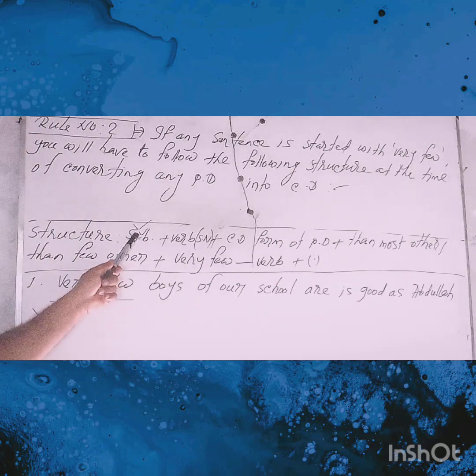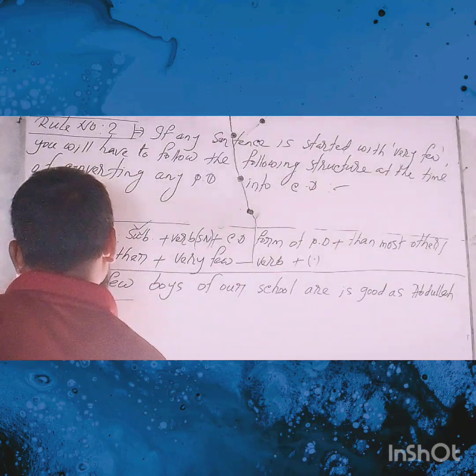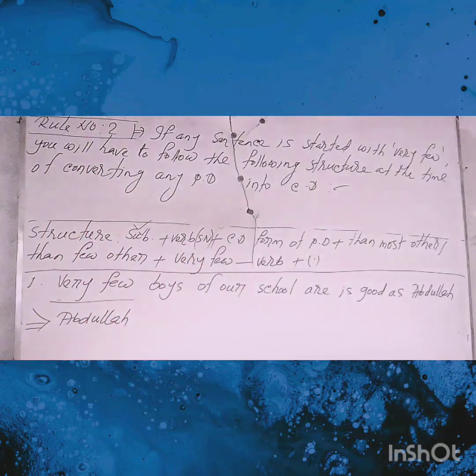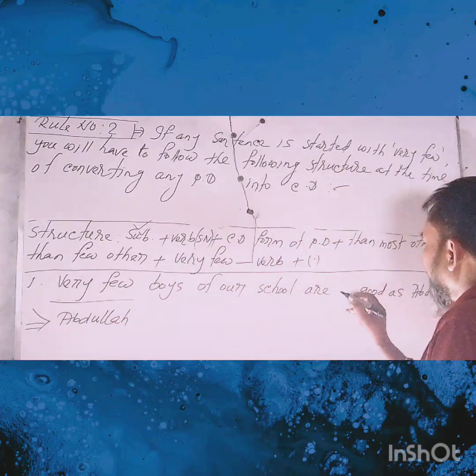At first, you will have to write down the subject. Here, the subject is Abdullah. Okay, write down Abdullah. Then, number two, the singular form of the verb of the statement. Here, the verb is, sorry, "are".